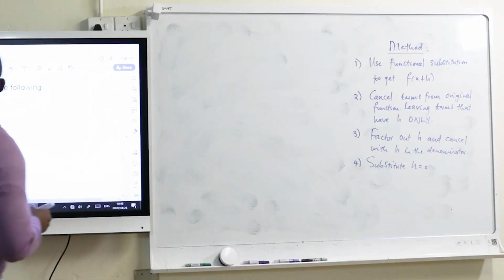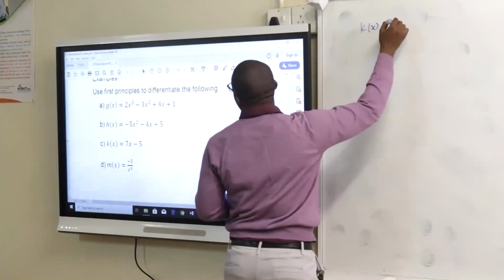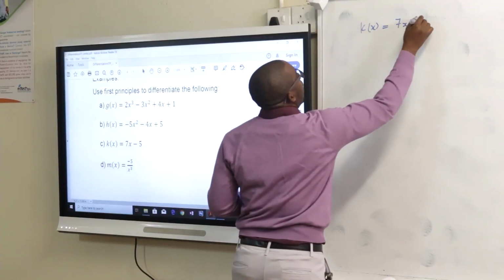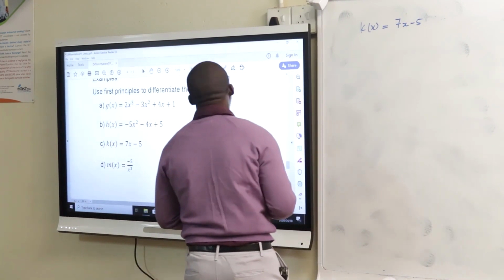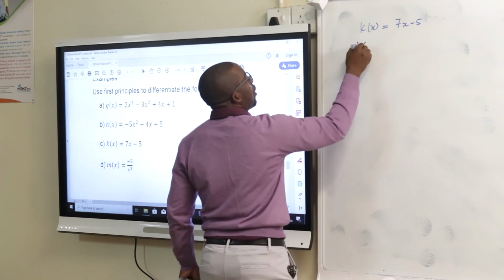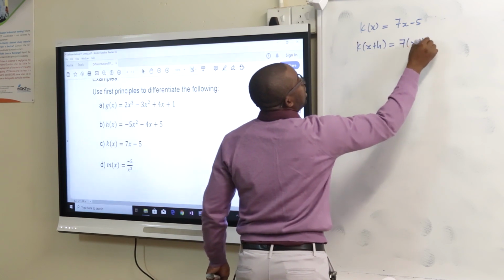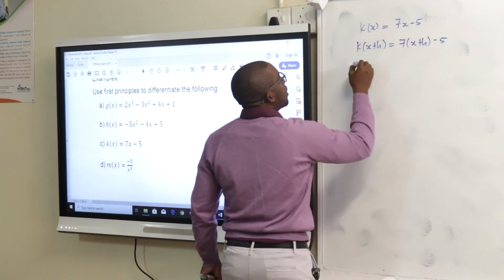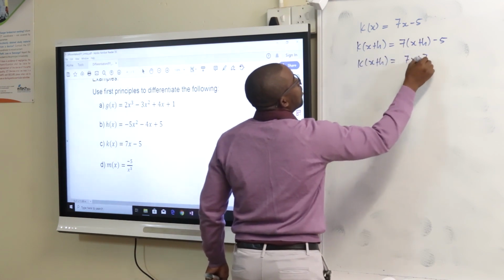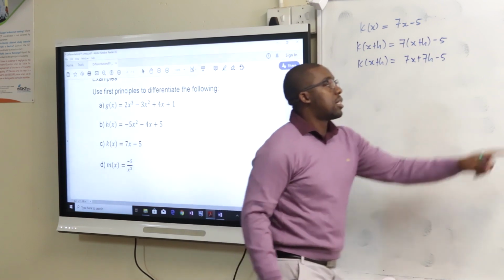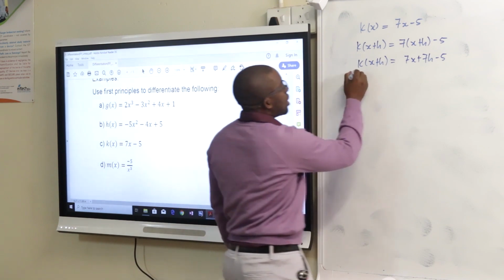We have k of x is equal to 7x minus 5. This is a linear expression which makes it even easier. So get k of x plus h is equal to 7 times (x plus h) minus 5. K of x plus h is equal to 7x plus 7h minus 5. Step number 1. Use functional substitution to get that. So this is step number 1.